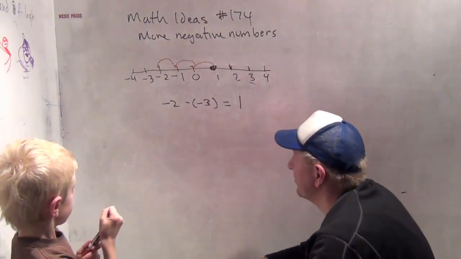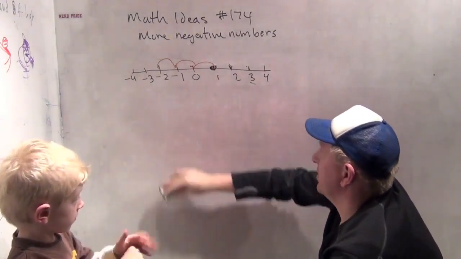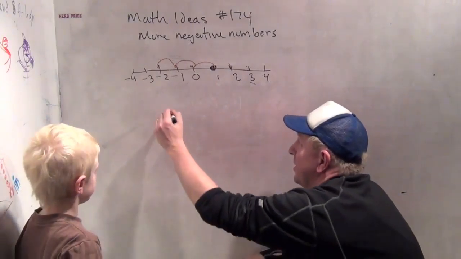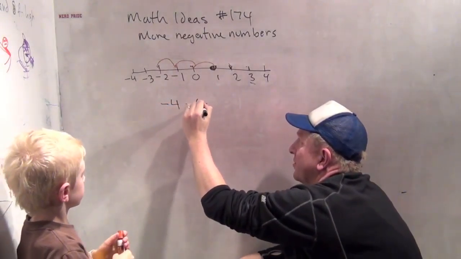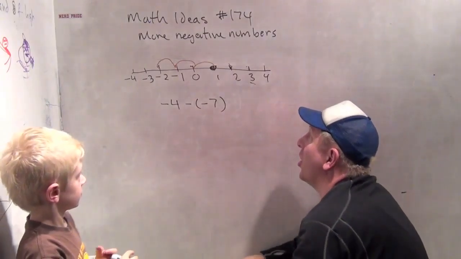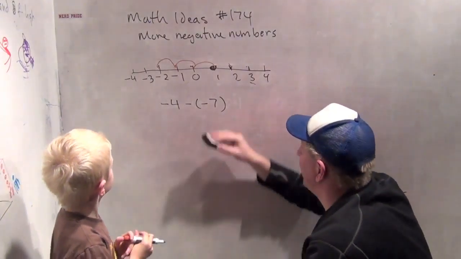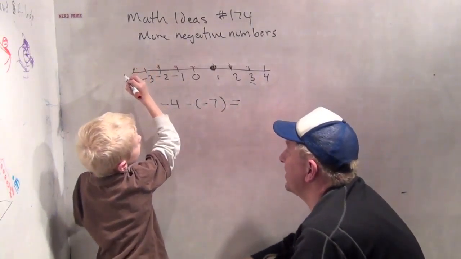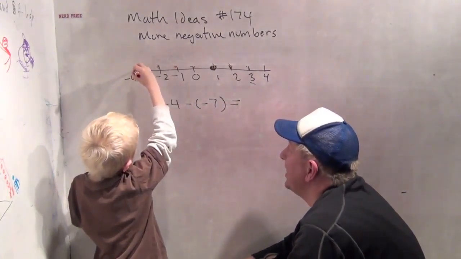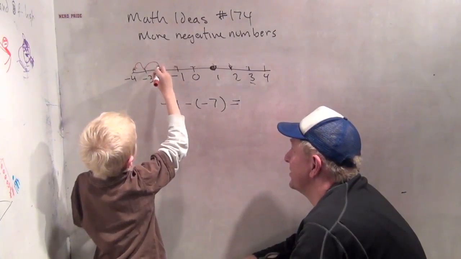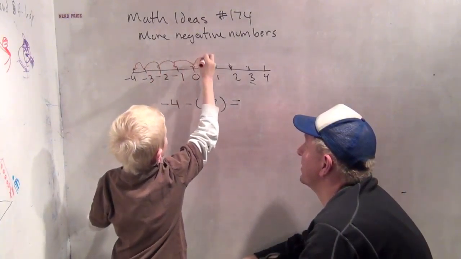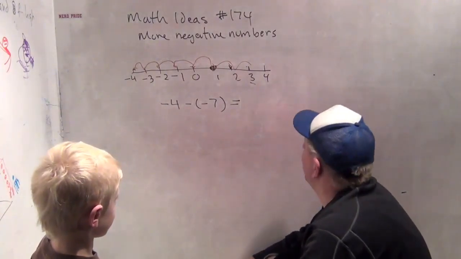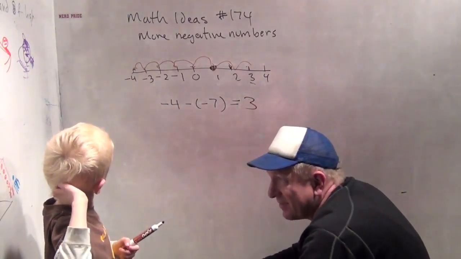Whoa! Okay, you ready for the last one? Should I give you a hard one? Here you go. -4 minus -7. Is there any way to do this? Okay, 1, 2, 3, 4, 5, 6, 7. That equals 3. -4 minus -7 equals 3.